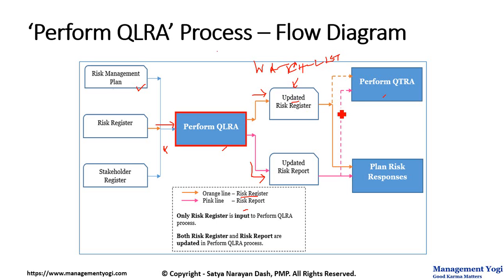Now this updated risk register is going to act as an input for Plan Risk Responses along with the updated risk report. In Plan Risk Responses, we are going to develop the risk response strategies. And there are some dotted lines. This is a dotted orange line and a dotted pink line. That is Perform QTRA. The dotted line is telling you this process of Perform QTRA is optional, whereas the Perform QLRA process, as we have seen before, is mandatory.